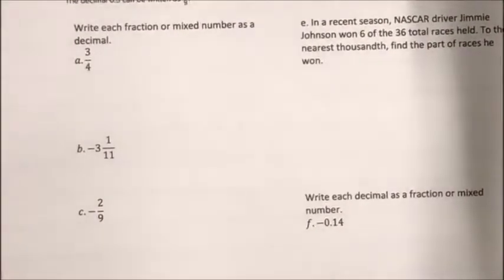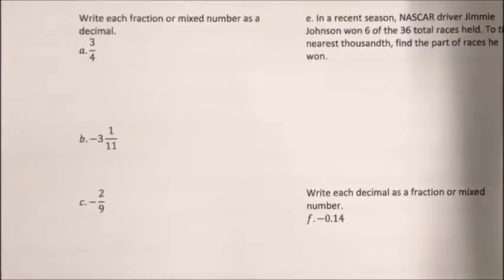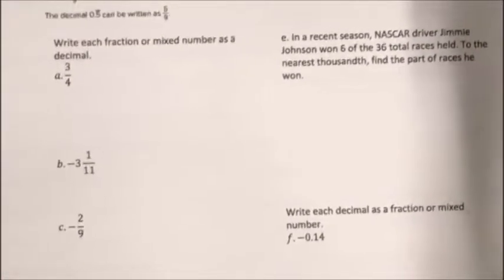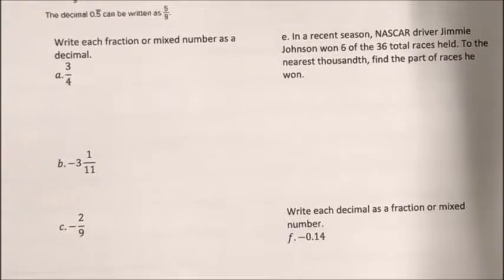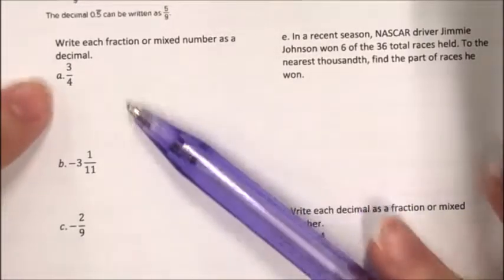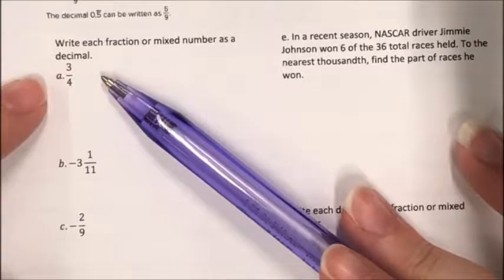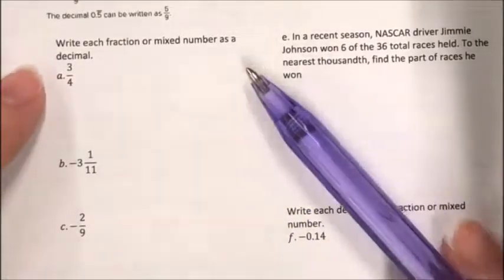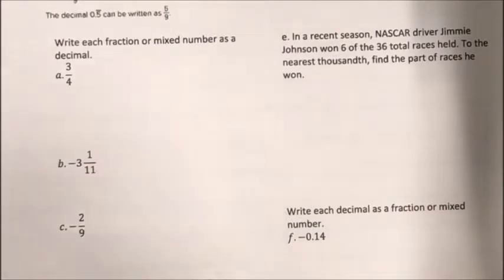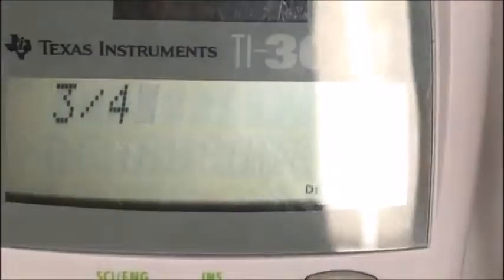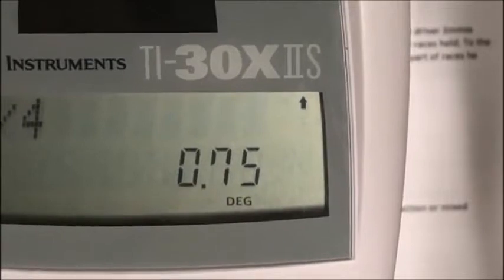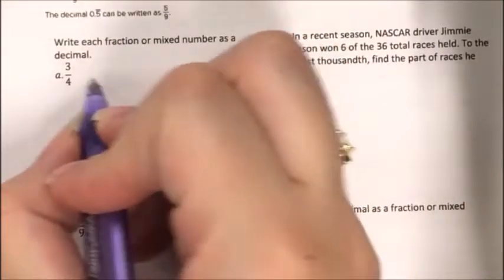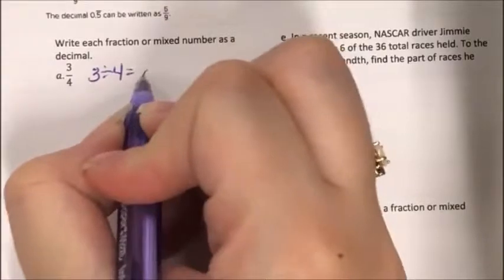So the first ones that I'm going to look at are A, B, and C. So the first 3 there, okay? The directions for those are write each fraction or mixed number as a decimal, okay? So I have 3/4 as my first one. What I'm gonna do is take 3 divided by 4. And you can do this on the calculator, but 3/4 is one that you probably should know. So I'm gonna take 3 divided by 4. It gives me 0.75.